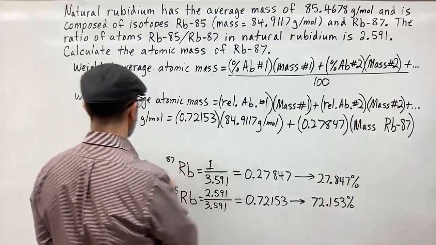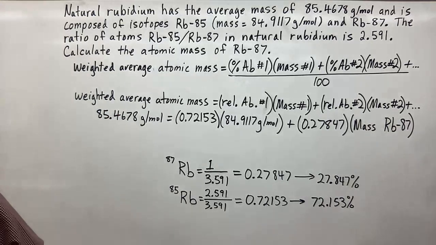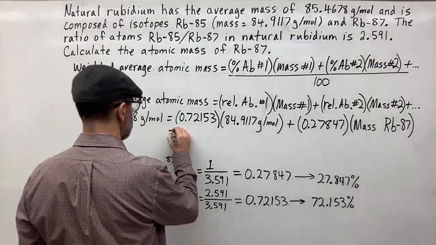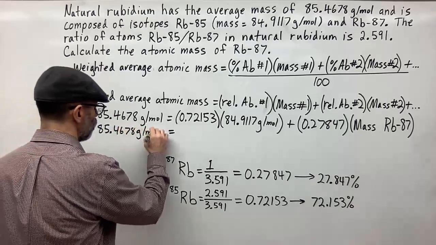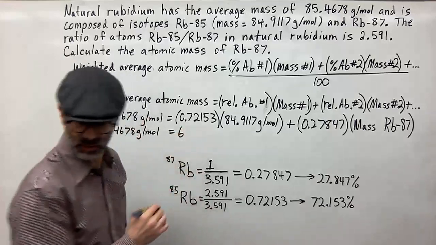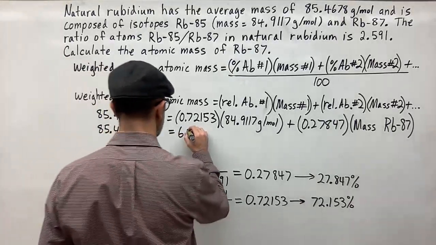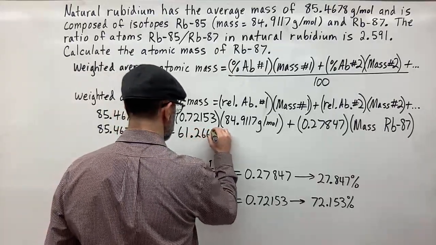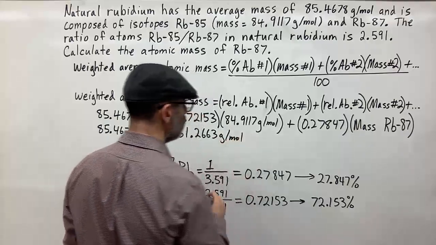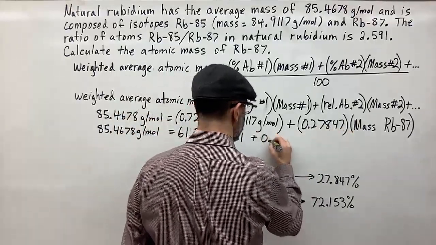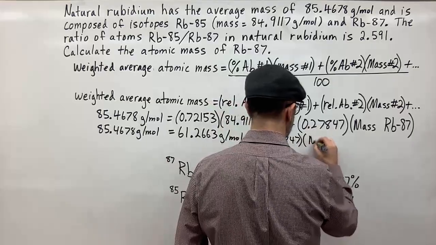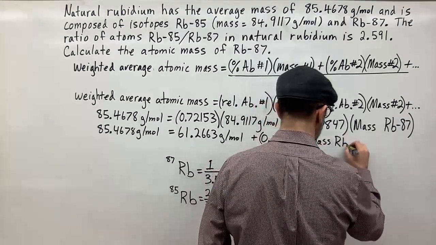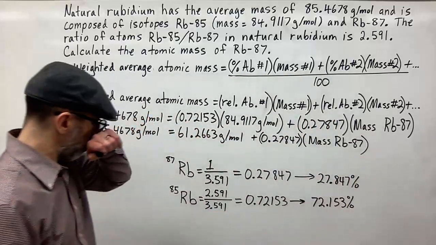So we multiply these together, and when we multiply those together, we get 61.2663. So this is going to be 85.4678 grams per mole equal to 61.2663 grams per mole plus 0.27847 multiplied by the mass of rubidium-87.